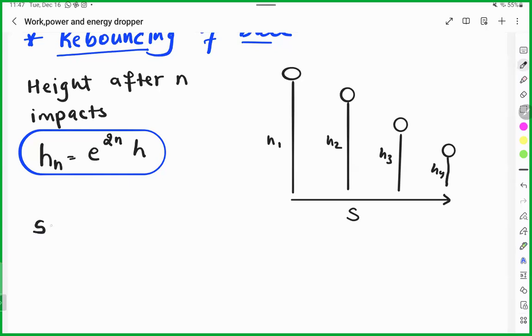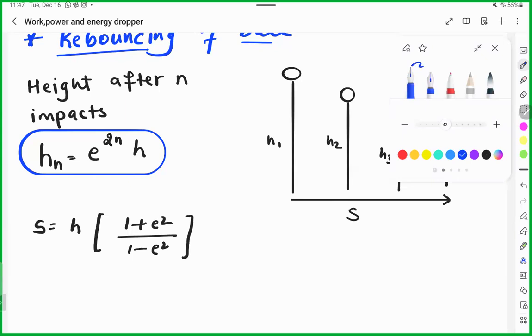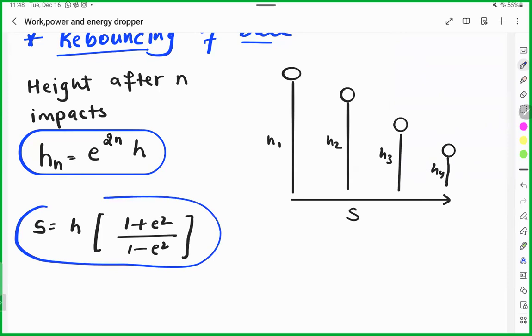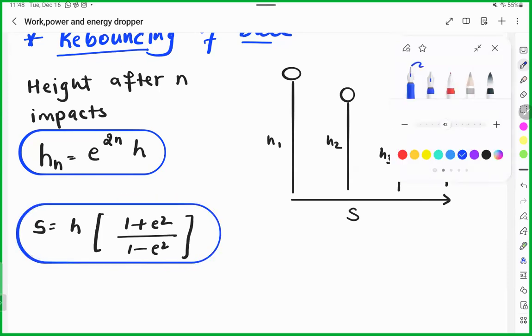This s value, total distance traveled, will depend upon h, the height, times (1 plus e square) divided by (1 minus e square). Trust me, many times they don't ask this question. Rarely, but still, because it was asked once or twice, if you can do it, good. If you can't do it, you can leave it. Okay. So what is this s? S is the total distance traveled by the ball before coming to the rest. Distance, remember, distance.